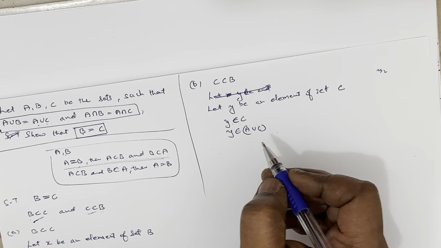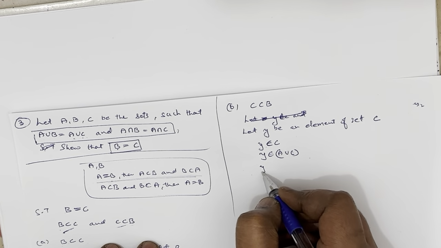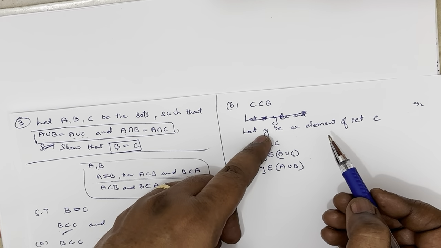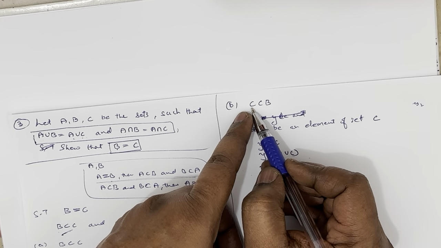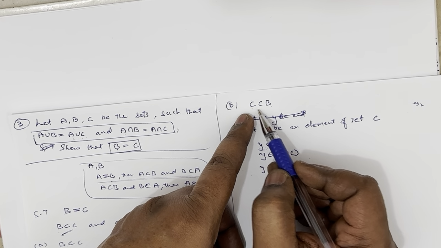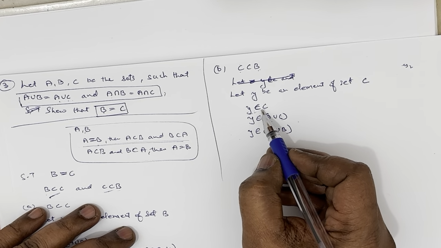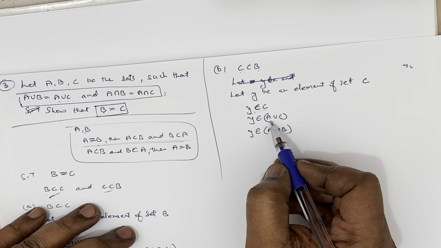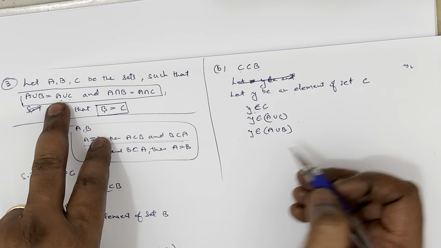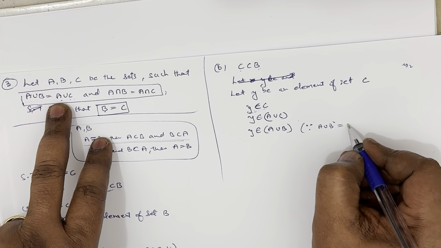Now since it's given that A union C is equal to A union B, we can write y belongs to A union B. We have to prove that C is a subset of B, so we have to bring that element to B. Then only it will be proved. So y belongs to C, then y belongs to A union C, and y belongs to A union B because these both are equal, as given.